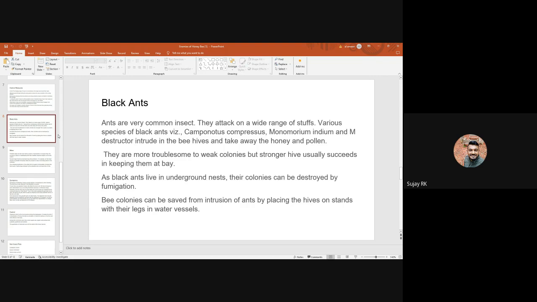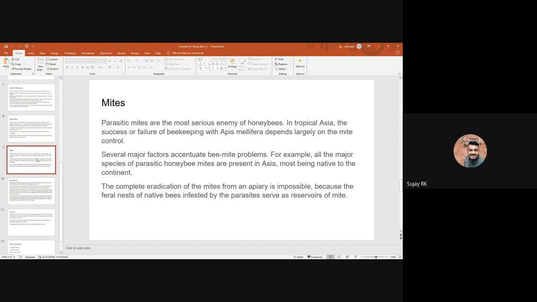Next, after wasps and ants, it is mites that also create a serious problem for the honeybees, and the success or failure of beekeeping, especially with Apis mellifera, depends largely on mite control. There are major factors that accentuate the bee mite problems.